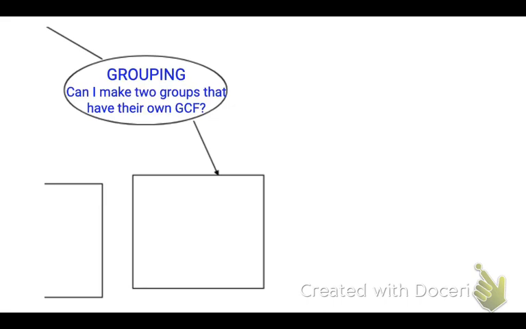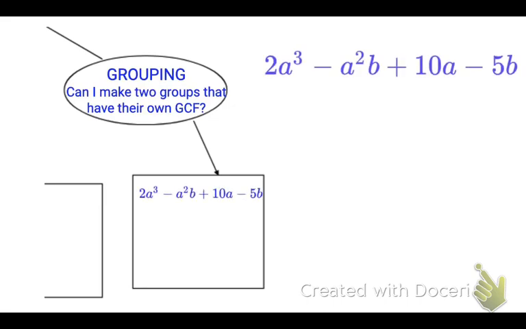The last one is 4 terms. And when we have 4 terms in a polynomial and we're trying to factor, what we really want to think about is grouping. So can I make 2 groups that have their own GCF? Sometimes we may have to rearrange the terms. So remember with addition and subtraction, they're commutative. So I can move terms around so that I could group them to have a GCF. Most of the time, it's going to work out that we can just group the way that it's written.